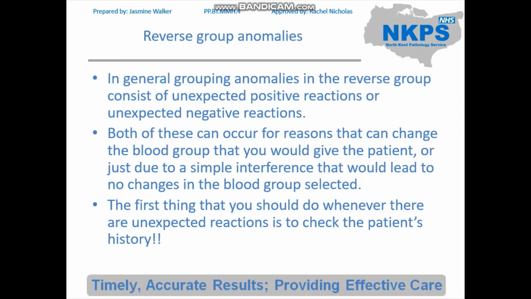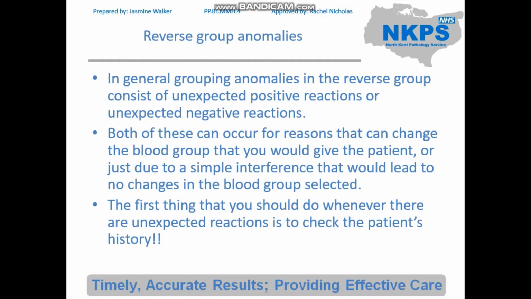In general, grouping anomalies in the reverse group consist of unexpected positive reactions or unexpected negative reactions. Both of these can occur for reasons that can change the blood group that you would give the patient, or just due to simple interferences that would lead to no changes in the blood group selected.